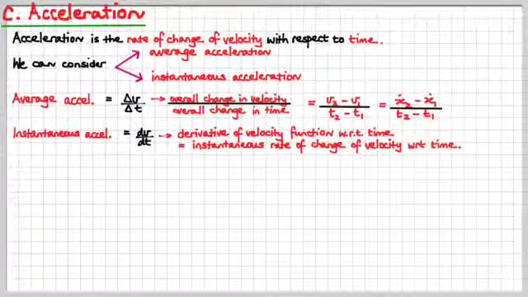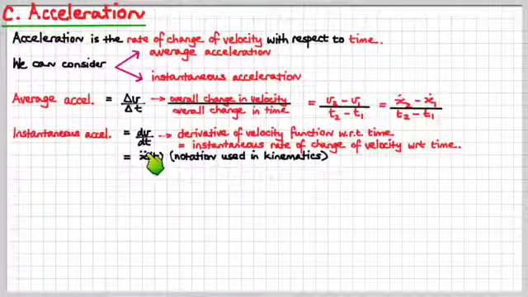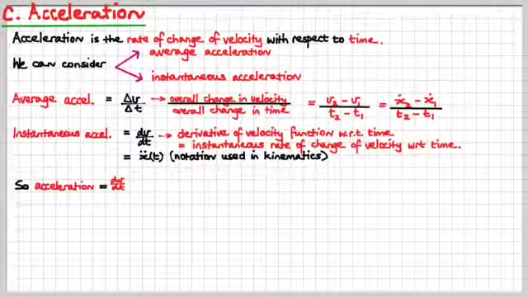Now, the instantaneous acceleration is just dv by dt, which is the derivative of the velocity function with respect to time. It is the instantaneous rate of change of velocity with respect to time, so it's the gradient at a point on the velocity-time graph. The gradient at a single point in time will give you the instantaneous acceleration at that time. Okay, and we notate these with two dots, each dot denoting a derivative, so that's the second derivative of the position function, okay? Do you get that? Yes, very good.